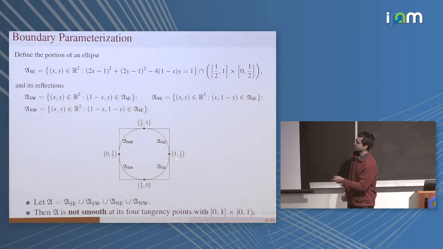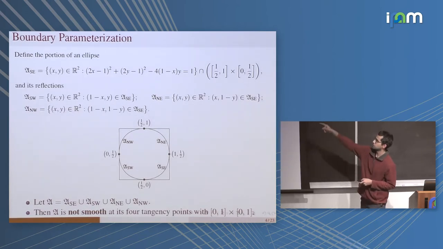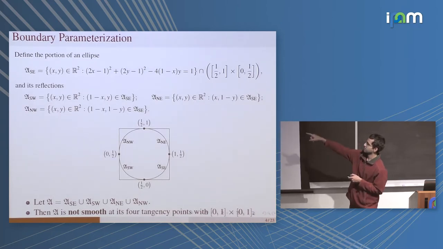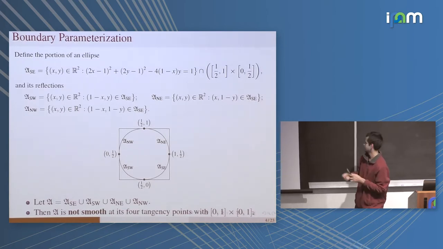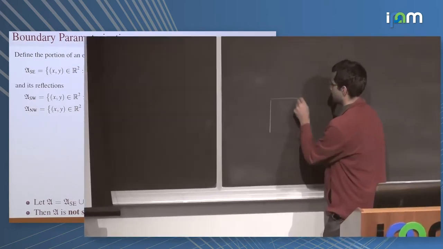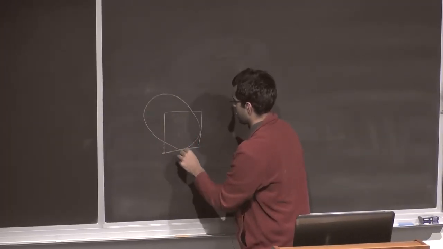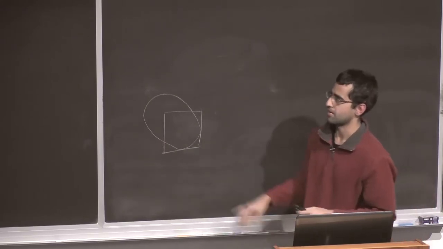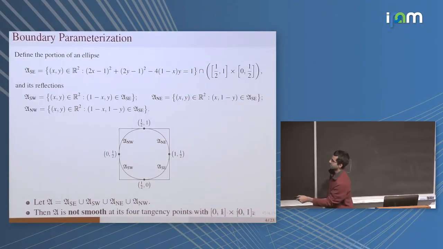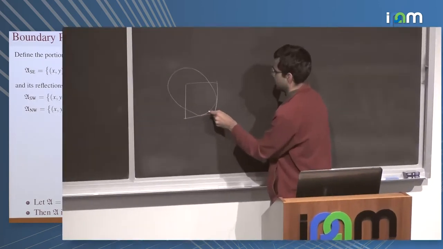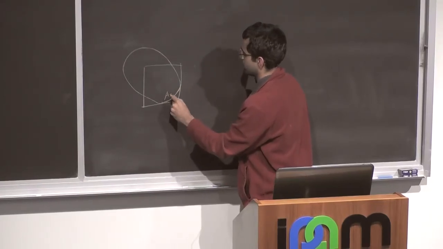The first portion I'll define, and the other three are going to be reflections. So the first portion is just an ellipse. I've written it in that first centered line there. It's (2x minus 1) squared plus (2y minus 1) squared minus 4 times (1 minus x) times y is 1. And pictorially, it looks something like this. I'm intersecting it with the southeast portion of the square. So this is the first part of this Arctic curve, what I call A southeast.